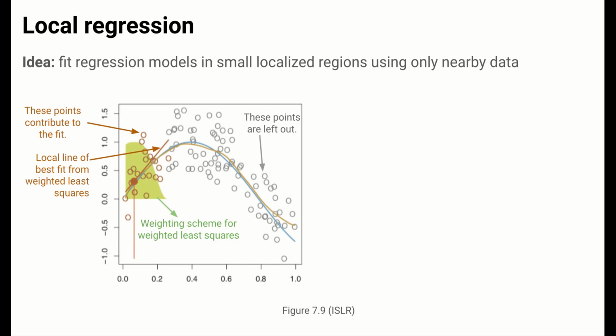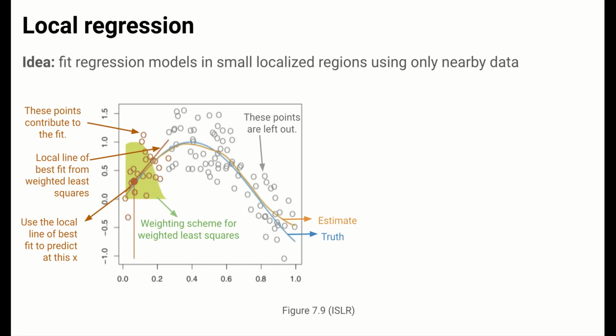The shaded distribution illustrates the weighting scheme. The height of the distribution indicates how much weight a data point at that x-axis location is given in the weighted least squares estimation. Once the local line of best fit is obtained, we use it to predict at the current value of the predictor to obtain the function estimate at this point.